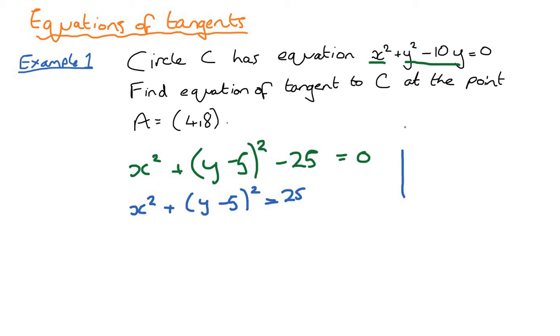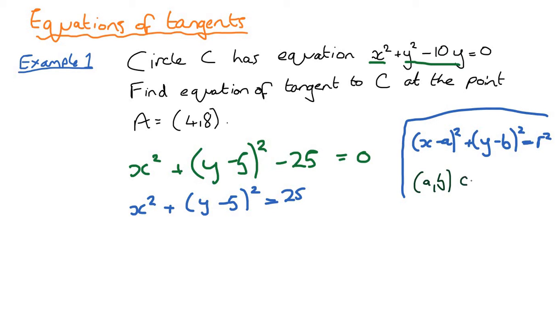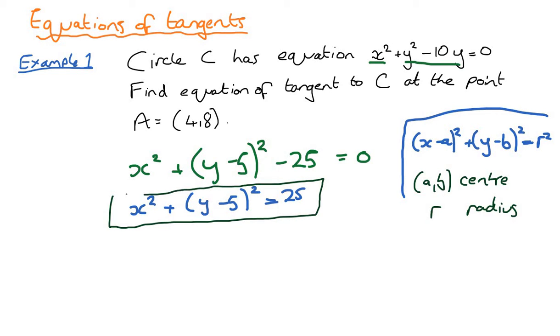Now if you're familiar with the equation of a circle in this form, it looks something like this: (x minus a) squared plus (y minus b) squared equals r squared, where (a, b) is the center and r is the radius. Okay, so we've gone from our x squared plus y squared minus 10y equals 0 to this: x squared plus (y minus 5) squared equals 25. So hopefully you can see that this tells us that the center is (0, 5), and the radius is 5.